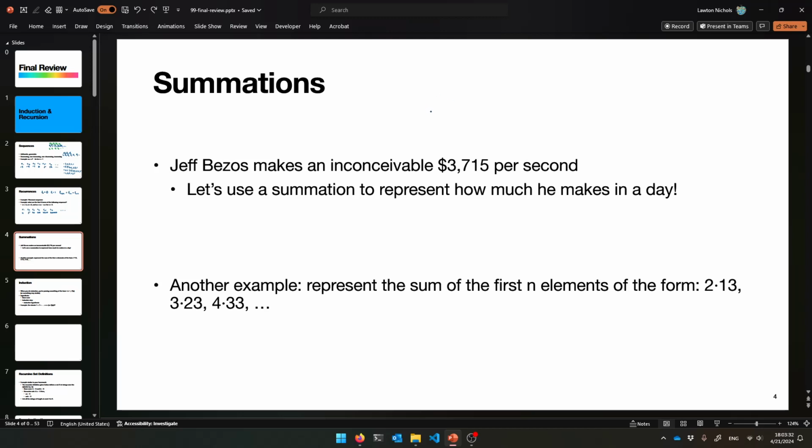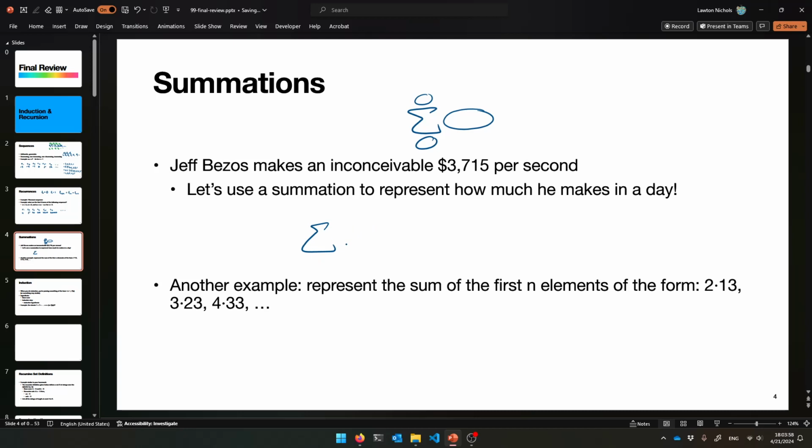So remember what a summation looks like. It's like a mathematical for loop. You have a starting index, and you go up to some value, and then you give a formula for what to do every time you use a new value for your index variable. And so you're just adding all these things together as that variable ranges from the starting value to the ending value. Okay? So how much money does Jeff Bezos make in a day?